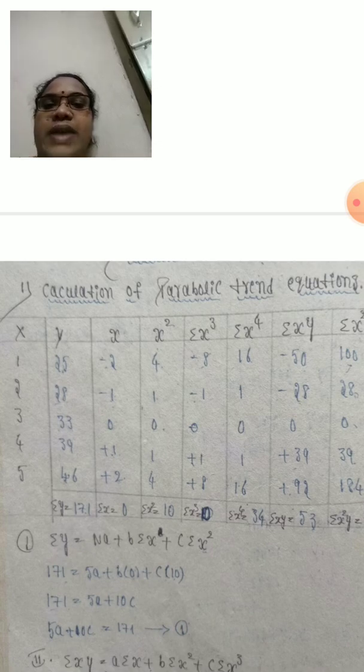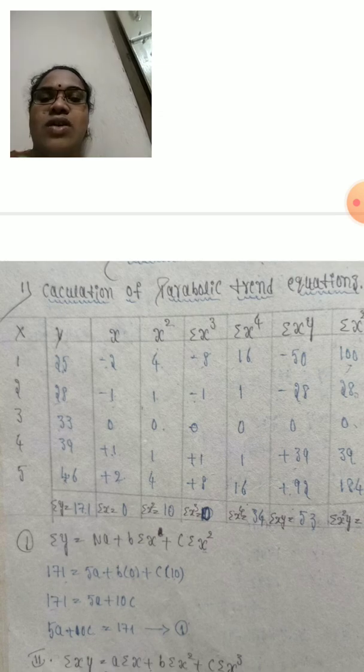Sigma x cube means x into x into x. 2 twos are 4, 4 twos are 8. 1 into 1 into 1, 1. 1 into 1 into 1, 1. 2 twos are 4, 4 twos are 8. The total of sigma x cube is also 0.